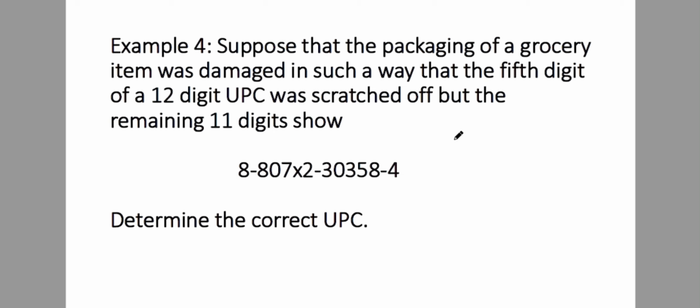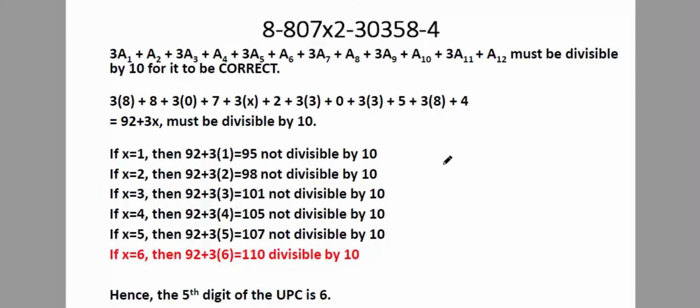Last example for UPC. Suppose that the packaging of a grocery item was damaged in such a way that the fifth digit of a 12-digit UPC was scratched off, but the remaining 11 digits show this one. So we have 1, 2, 3, 4, 5. So this is the fifth position, so we denote it by X. Okay, so determine the correct UPC, meaning we need to find the correct value of X. So take note that it's complete. It's just that we need to find X.